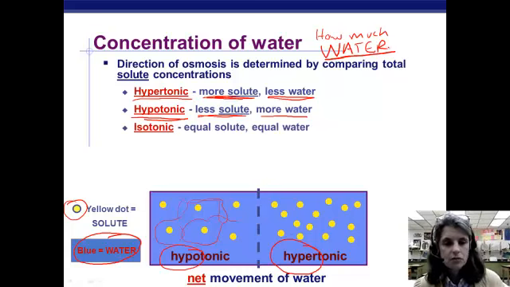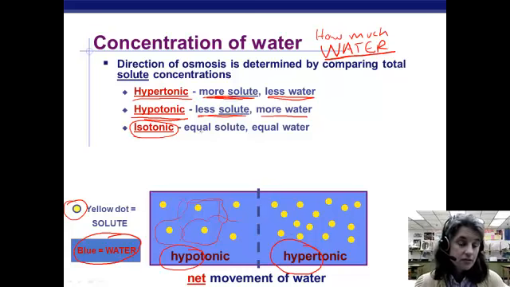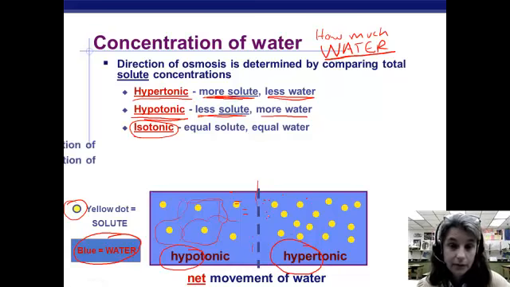Okay, there is one more word called isotonic, and this one is pretty easy. In an isotonic solution, you have equal water amounts on each side. So if this membrane is here, there would be equal solute and equal amounts of water on both sides, and so there would be no difference between either side. You would be in a state of equilibrium.